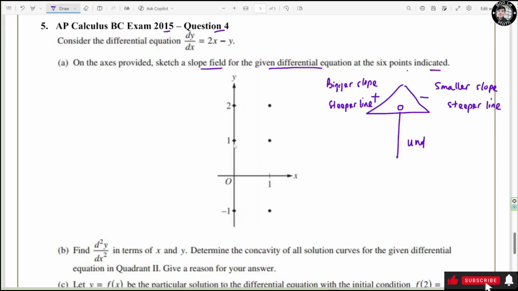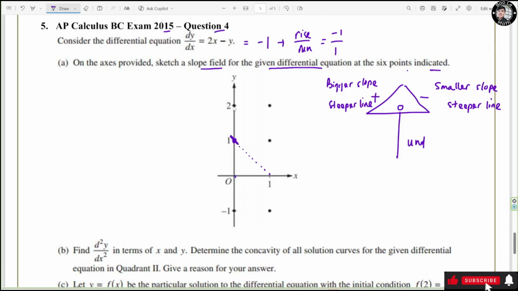Alright, so we're gonna check this point first. This point is x equals 0, y equals 1, substitute over here, right? So we have negative 1. So the slope is negative 1, which means rise over run equals negative 1 over 1, right? So you're going to start from here, going down 1 unit, and go to the right 1 unit. So you get the slope field following this guideline right here. So it should be something like this, right?